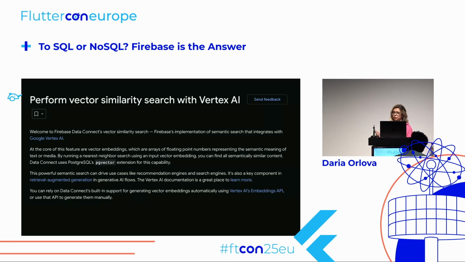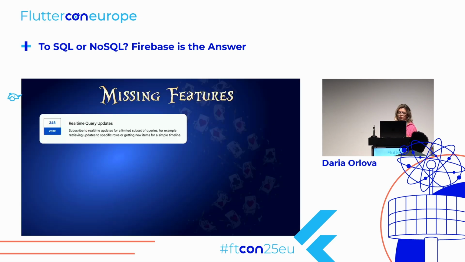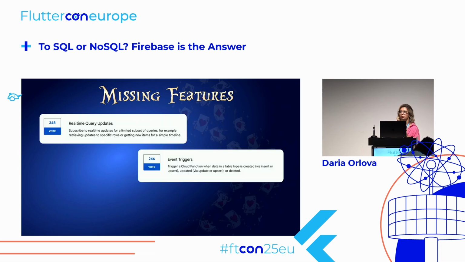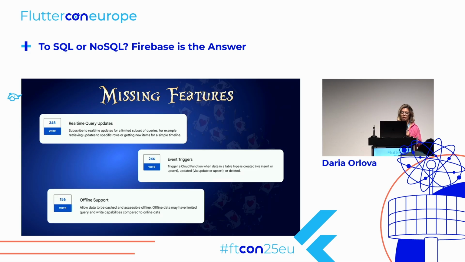A couple of missing features from DataConnect. One of them is the real-time query updates. So for example, if you want to subscribe to something and react to the updates done to the database, you can't do that. Event triggers, like we do with Firestore, we listen to some events, to some writes to the Firestore database. We can't do that with DataConnect yet, hopefully, and also yet probably no offline support and no caching.